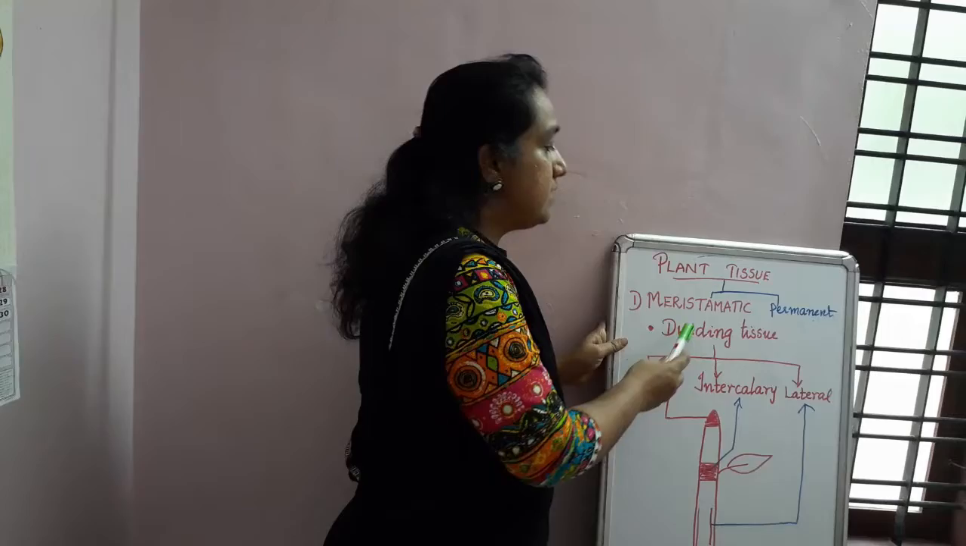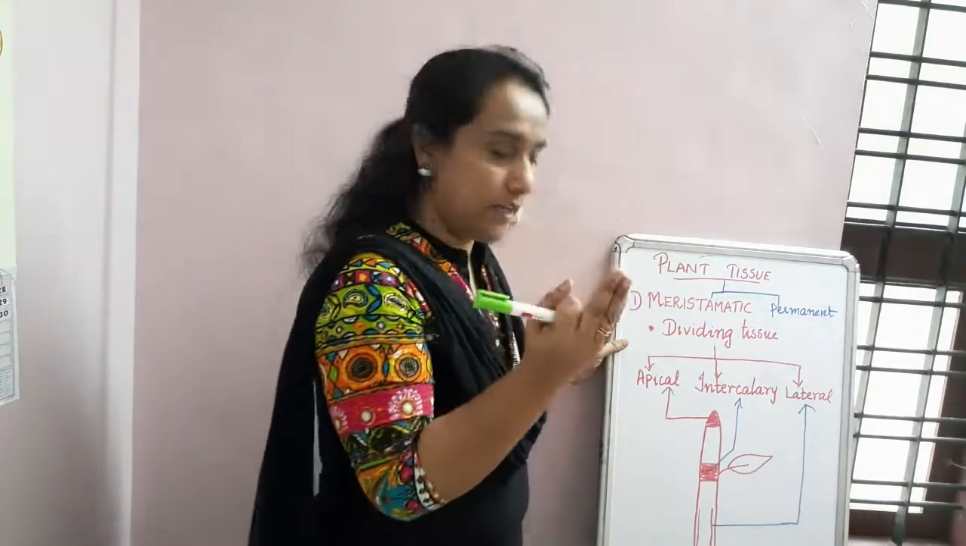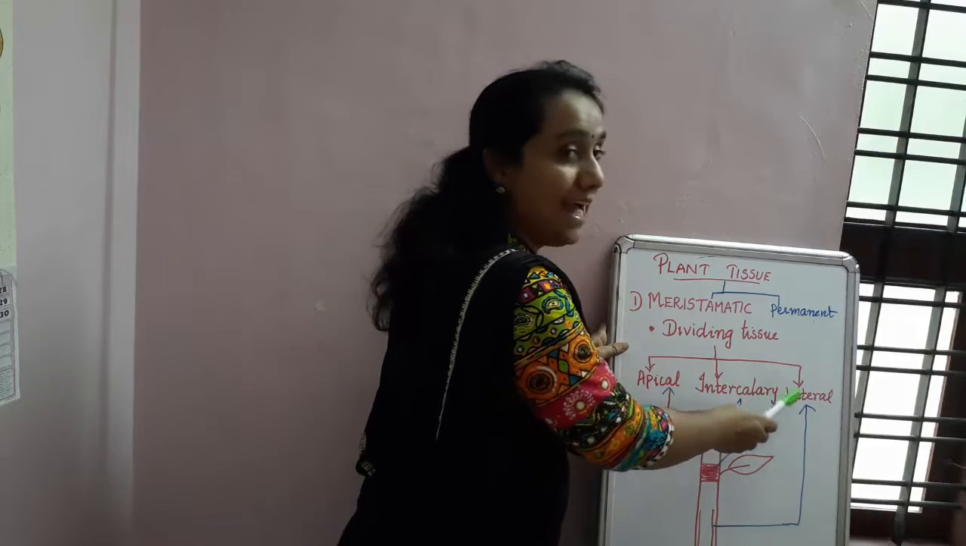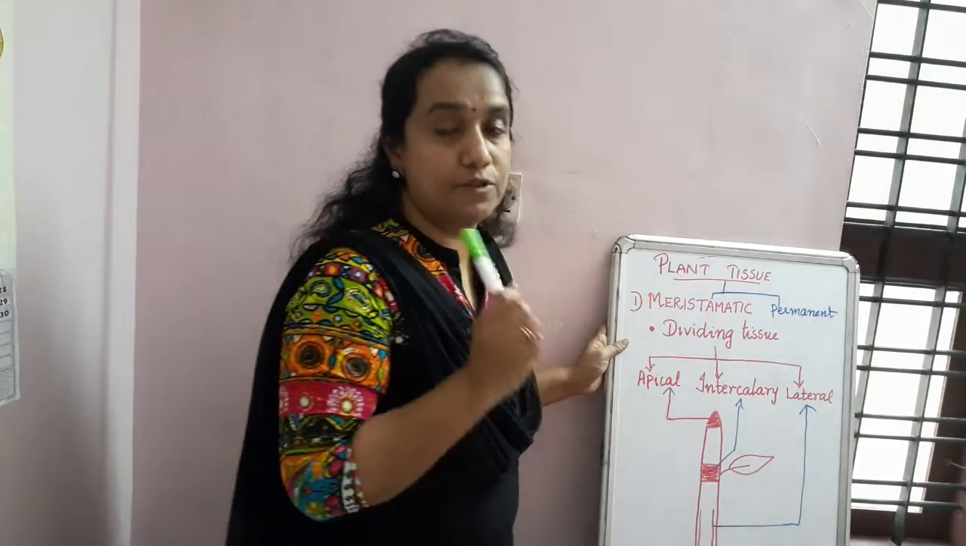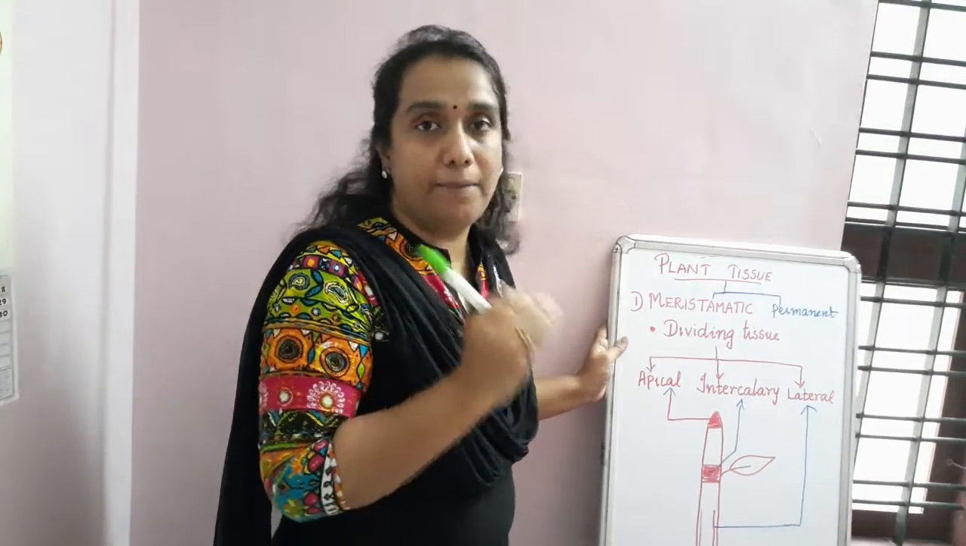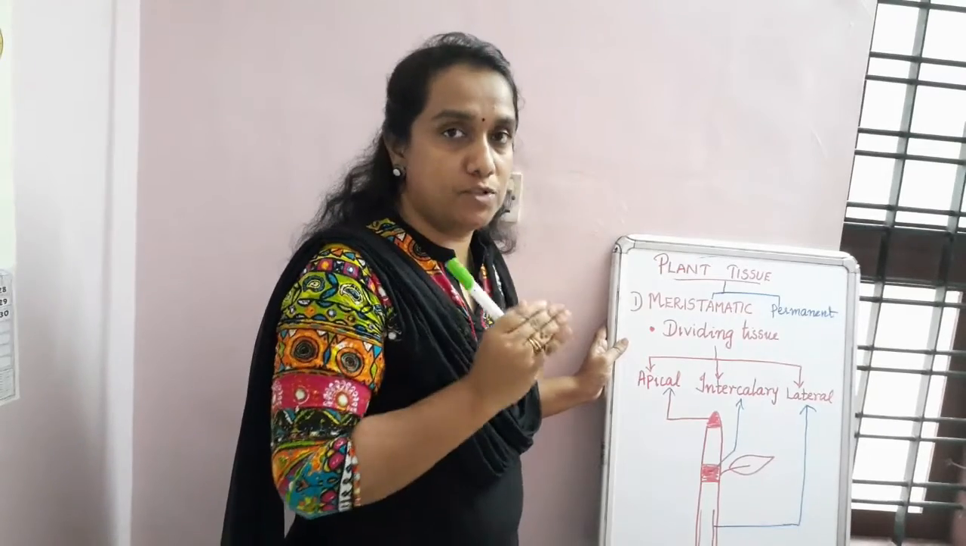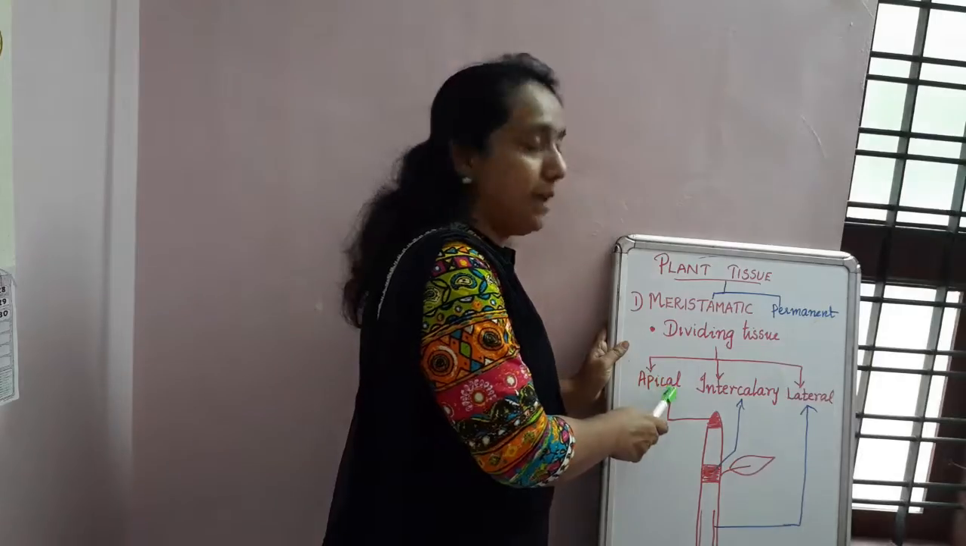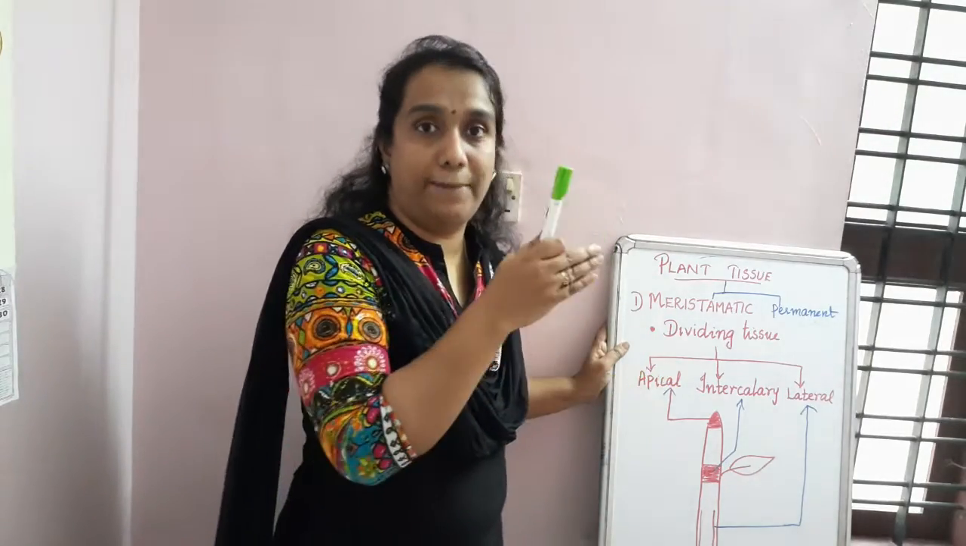It is basically divided into three: apical, intercalary and lateral. Depending upon their position, three types of tissues we can see in a plant. The first one is apical. Apical means what? Apex.